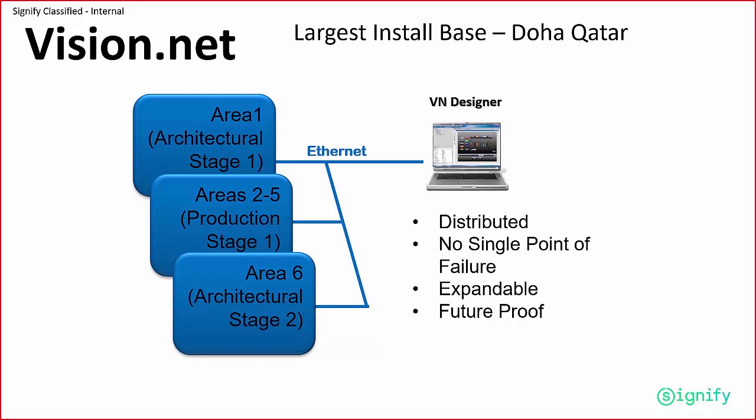So VisionNet is distributed. There is no single point of failure. If a touchscreen goes down, the system still functions. If a button station goes down, your system still functions. They just need to be repaired or replaced. And that helps make this system future-proof. And we've been developing this for years, so we will continue to do so and expand upon its flexibility.